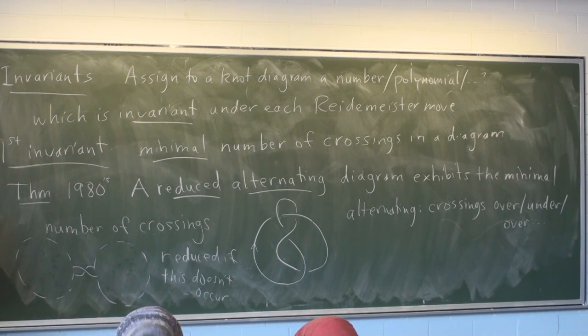So does the pentafoil have more? Well, there's only one mirror image. Right. And it turns out that the pentafoil and its mirror image are the same. Okay. So for some knots, the mirror image looks the same as the knot does.